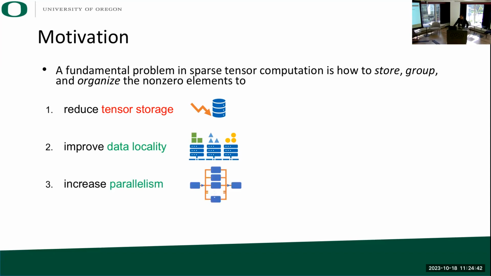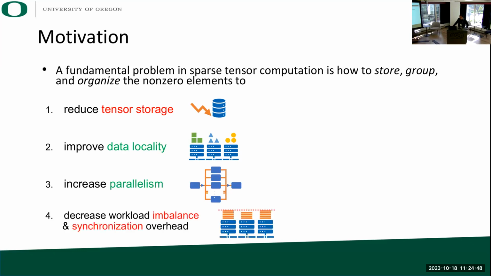And to increase parallelism because modern multi-core systems have so many compute units that you want to be able to fully utilize them. And lastly, to decrease workload imbalance and synchronization overhead so that you don't have as many threads wasting their time during the parallel computation. The problem is many of these goals are conflicting. So if you improve one, you often end up with a decrease in performance in the other aspects.